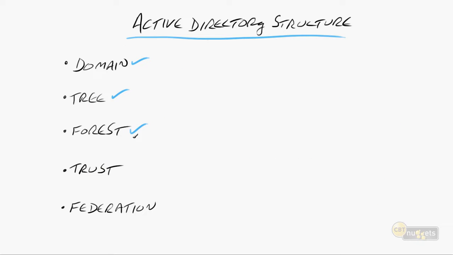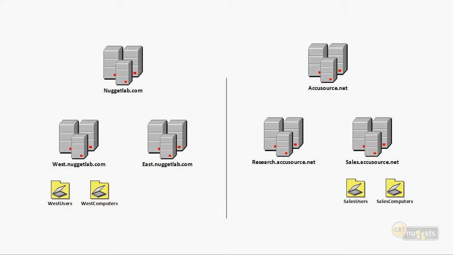Now then, how does a forest differ from something called a trust? Let me show you that. I've kind of cleaned up my diagram over here. And let's say that we had this whole organization operating on its own, and then AccuSource.net and its child domains over here was created completely on its own. In other words, when the AccuSource.net domain was created, it was not told to join NuggetLab.com.